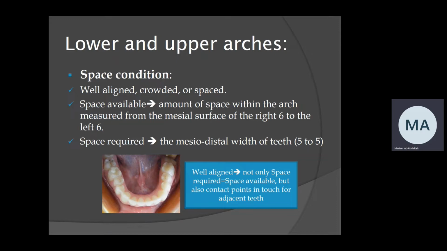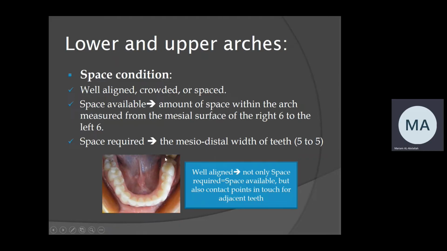Now, in terms of space condition, you would either say well aligned or spaced or crowded. If you say spaced or crowded, you need to continue saying mild, moderate, severe. You will have a proper lecture on space analysis, but here I'm just going to tell you what to write on your assessment form. If you say well aligned, that means each contact point of a tooth is in touch with the contact point of the next tooth, and so on and so forth, with all the teeth following a nice arch form. Okay, if this is the case, we say, oh yes, it is well aligned.